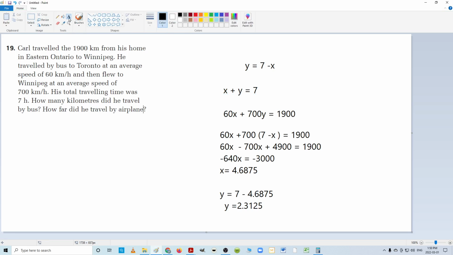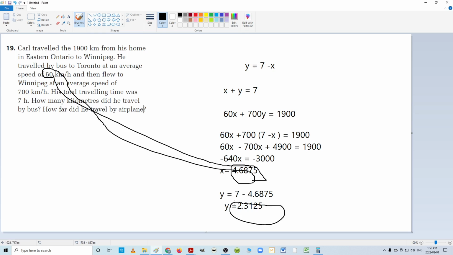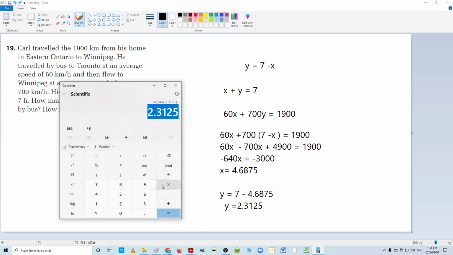To confirm this, do 4.6875 times his speed. That's how much distance he traveled driving. And then 2.31 times his speed, that's how much distance he traveled flying. So we'll take this and we'll multiply by 700. So that took him 16.85 kilometers of the way, flying.